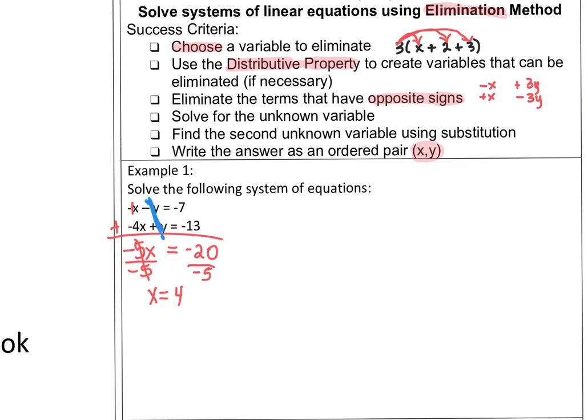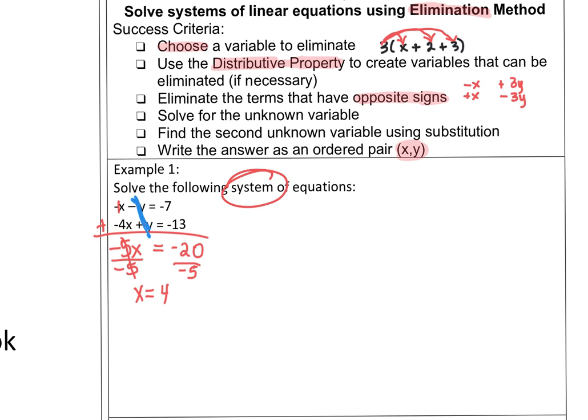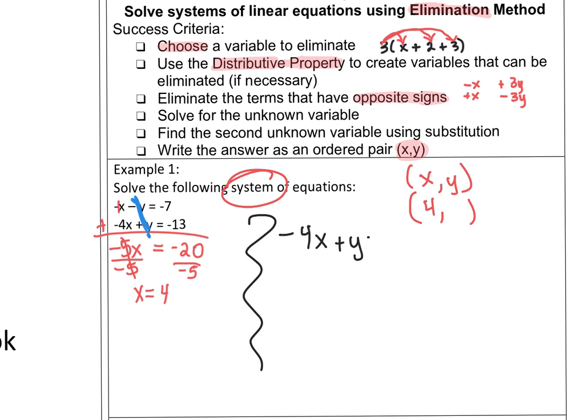I already have half of my answer. Remember, the system is x comma y, so I already have my 4. Okay, so now we're going to substitute this into one of the 2 equations. I like to substitute it into the equation that has more positives because then I don't have to make a mistake. So in this case, it would be the bottom one. Then when I rewrite it again, I'm going to take out the x and substitute in the answer I just received, which is my 4.